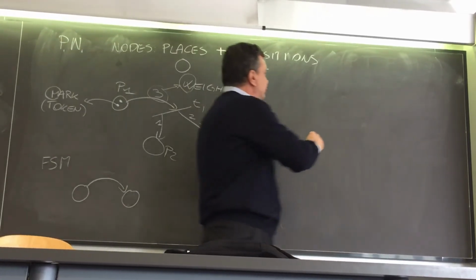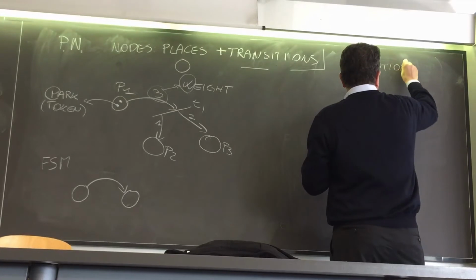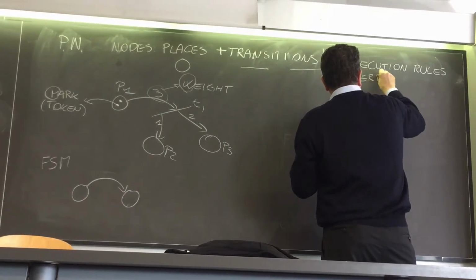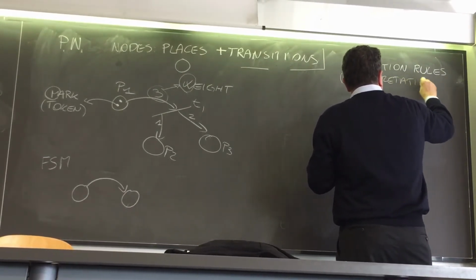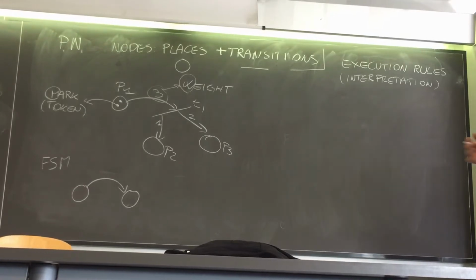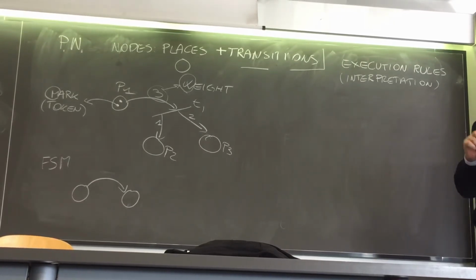So the execution rules, which define the real interpretation of the graphical symbols, are actually the heart of the Petri net. The clue is here, it's not in the structural definition. This is based on two main concepts related to transitions. So transitions can be enabled and can fire.